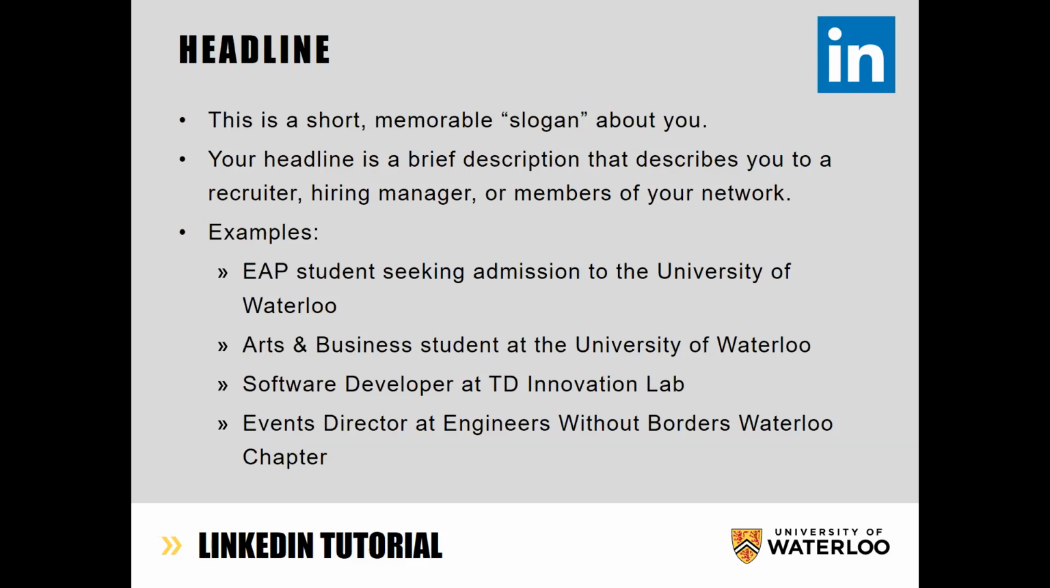If you're already admitted, let's say you're an arts and business student, you put arts and business student at the University of Waterloo. If you've graduated, you have a career, you could be software developer at TD, that's Toronto Dominion Bank, large bank in Canada, Innovation Labs. So that's their career. Events director, Engineers Without Borders Waterloo chapter. So that's that person's career. So it's short, describes who you are and what you're doing.